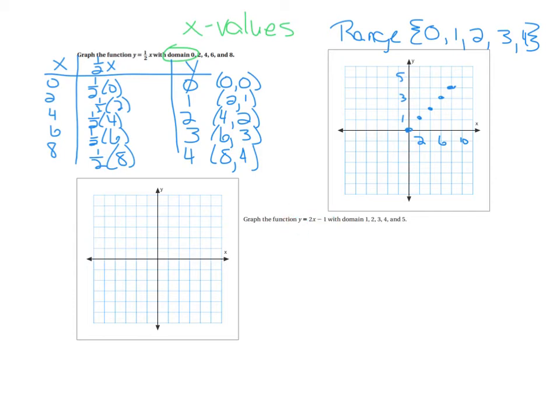Y equals 2x minus 1. They give you the domain. I want you to make the table, so I want you to have a table like this, and then I want you to graph it. Pause the video, try that out, and then turn it on and check it.